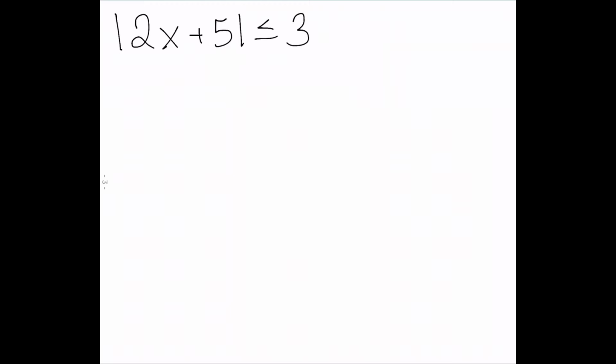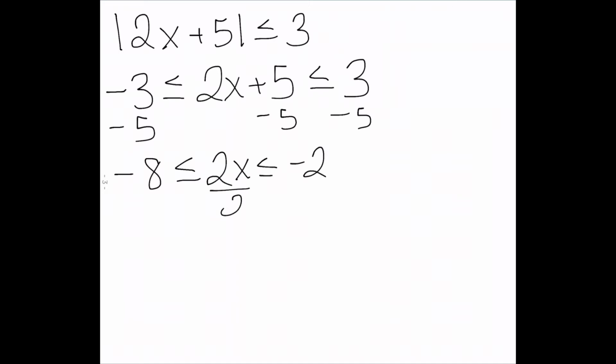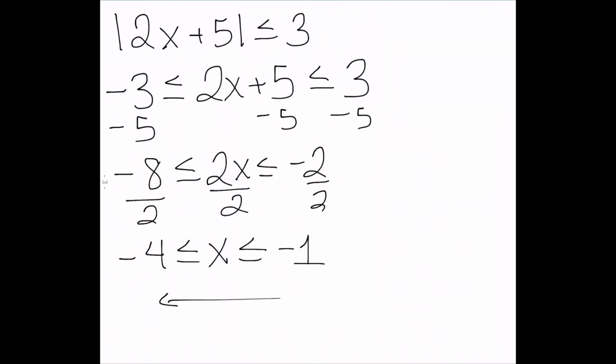Absolute value of 2x plus 5 is less than or equal to 3. Once again, we're in the less than case, so I would have negative 3 less than or equal to 2x plus 5 is less than or equal to 3. I can subtract 5 from all three sides. That's negative 8 less than or equal to 2x less than or equal to negative 2. Then I divide all three sides by 2 to get negative 4 less than or equal to x less than or equal to negative 1. We can graph this. Since we're less than or equal to, we use closed dots to indicate that we're going to include those points and shade in the middle.